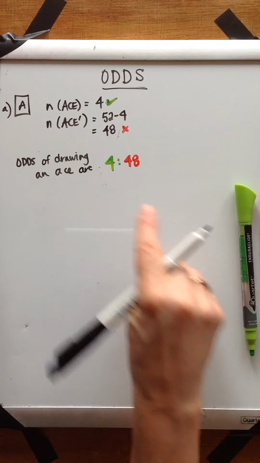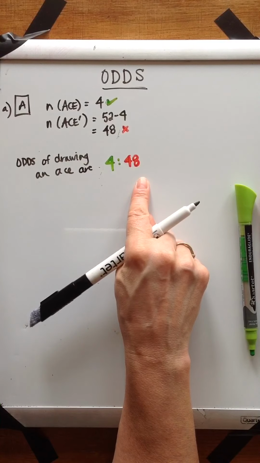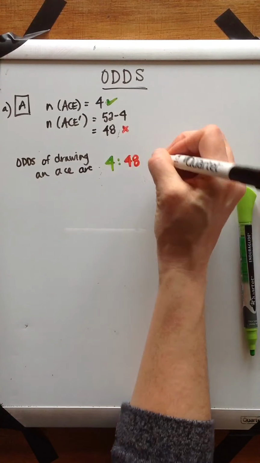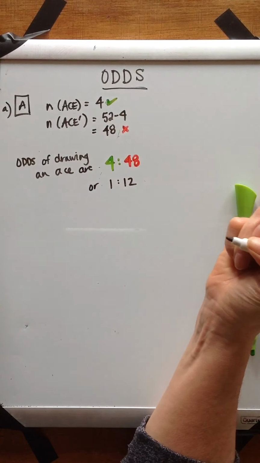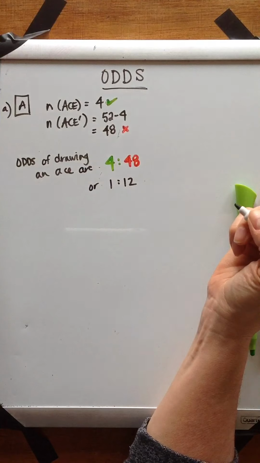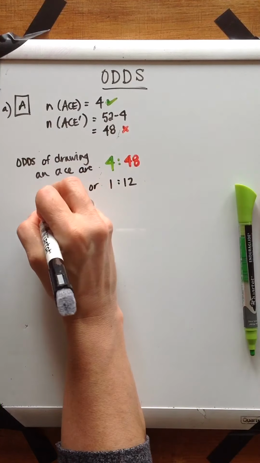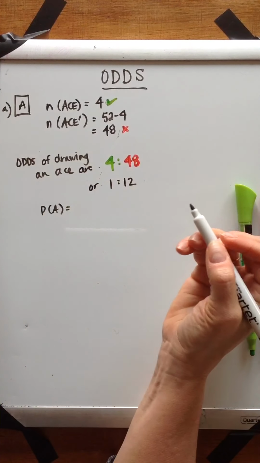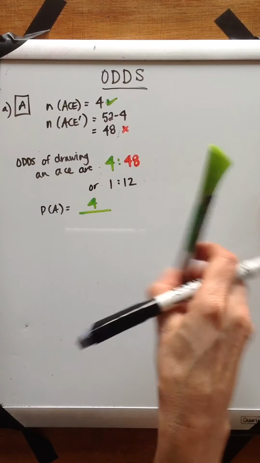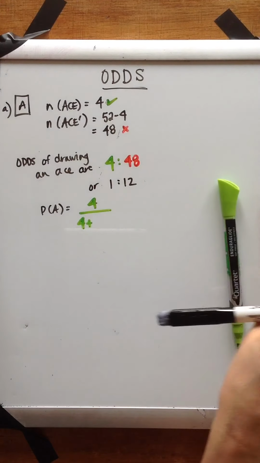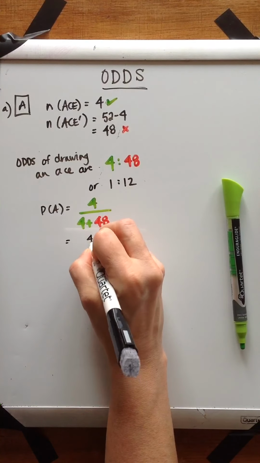Now, we always try to express odds in lowest terms as well. I notice that both of these can be divided by 4. So if I divide both of these by 4, I can get this to being a 1 to 12 odds. Okay. The probability of this event would be 4 out of the total, 4 plus 48, which is 4 out of 52.